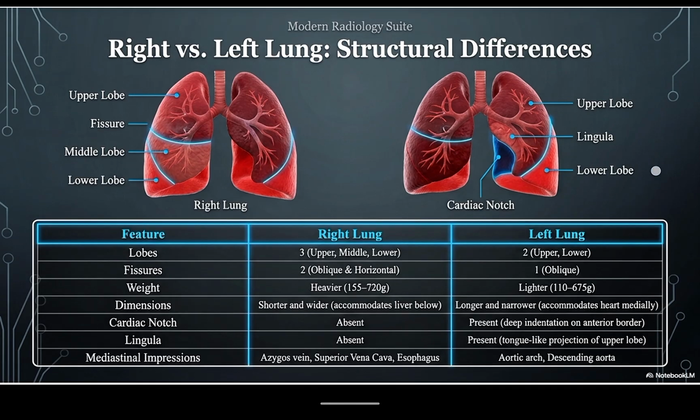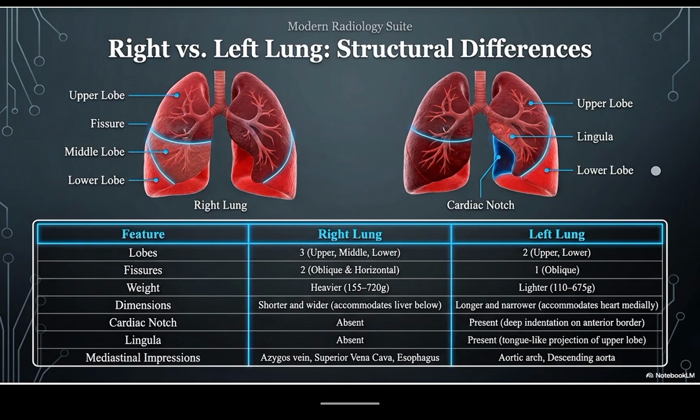So we have the mediastinal impressions. When we're talking about the mediastinal impressions, we're talking about structures located in the mediastinum that make an impression. What are the structures that are related to the lungs? We're talking about impressions. They leave a mark in the lungs. That's what we're talking about.